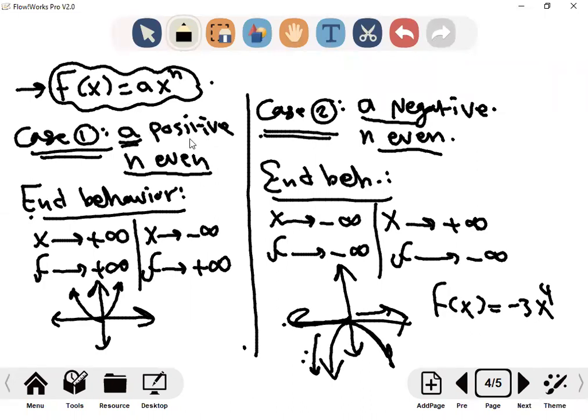Case 1, if A is positive and n is even, we have this case. As x goes to positive infinity, f also goes to positive infinity, and as x goes to negative infinity, f also goes to positive infinity. Like the quadratic function, when A is positive, the parabola opens upward, so both ends go to positive infinity. And when A is negative and n is even, both ends go down, so the function in both cases goes to negative infinity, like this one.